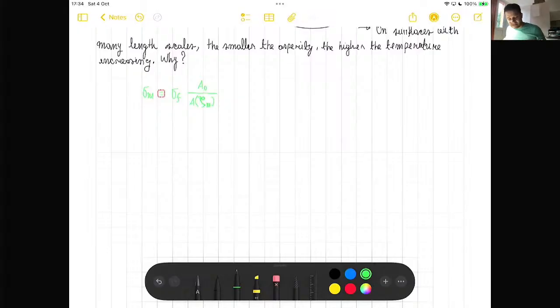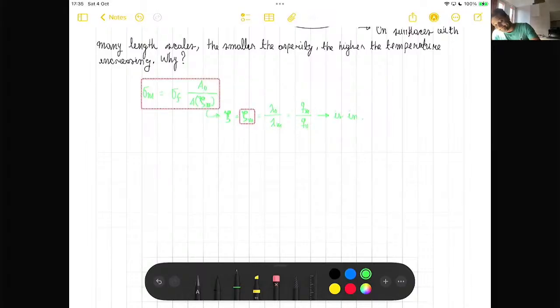stress. A of zeta as a function of zeta m is the macro asperity contact area observed at a given magnification zeta, usually in this case equal to zeta m, which is equal to lambda 0 over lambda m, which is equal to qm over q0. This is in the order of unity.